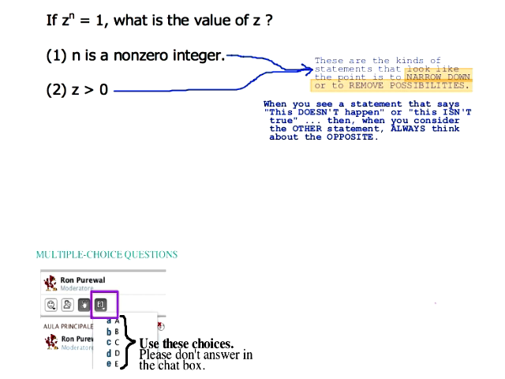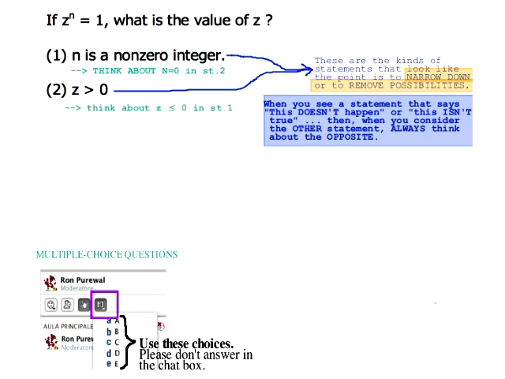That's the point. So if statement 1 says n is a non-zero integer, then in statement 2 you need to think about 0. And in statement 2, think about maybe z being 0 or negative. In statement 1. That's the point.